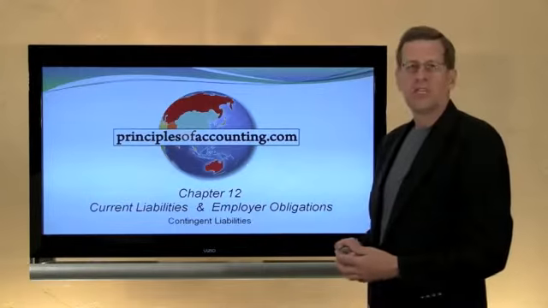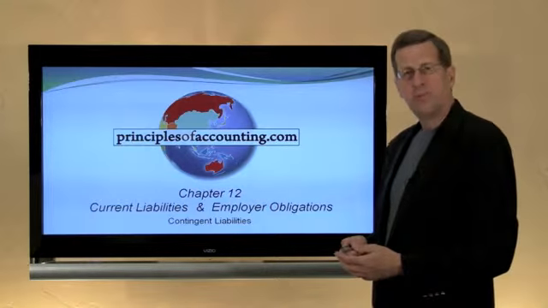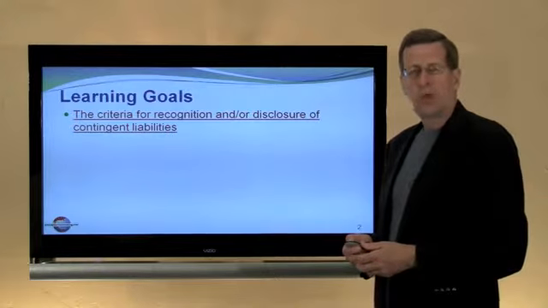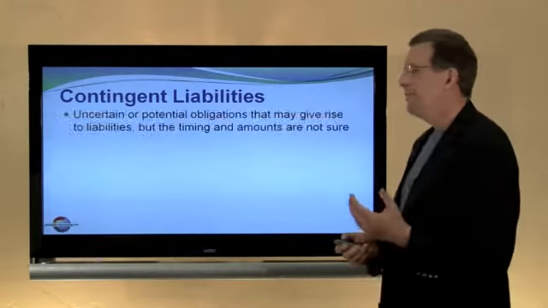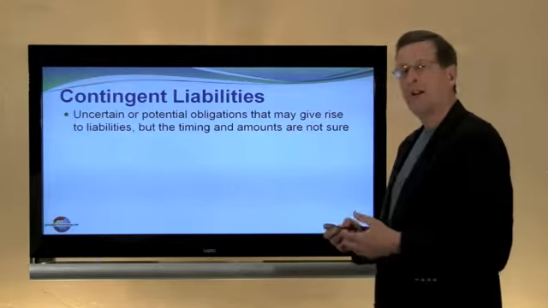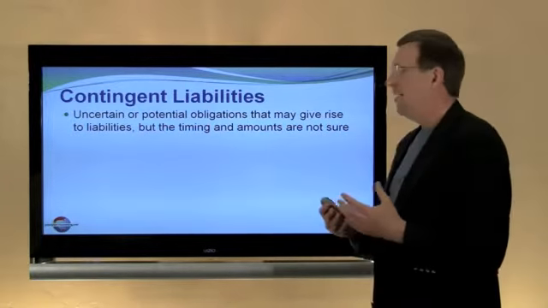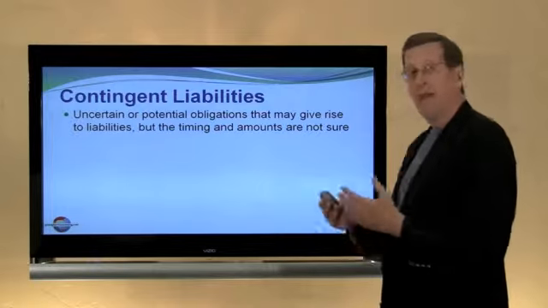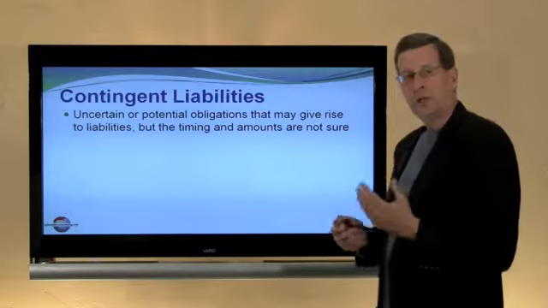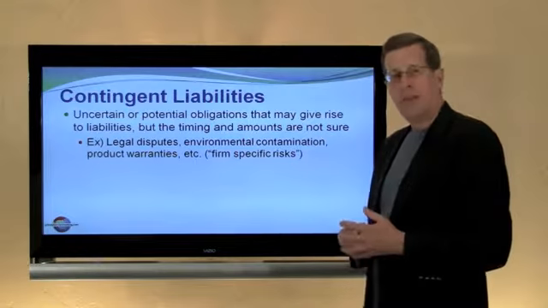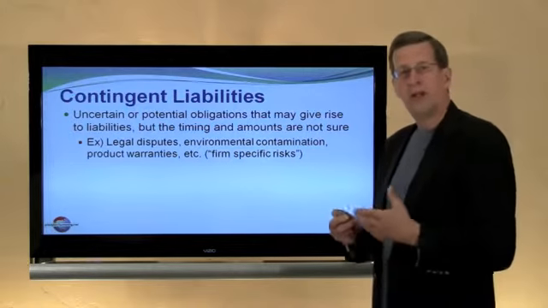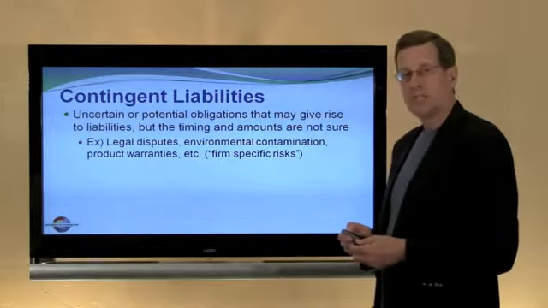I'm Larry Walther. This is principlesofaccounting.com, Chapter 12, and in this module we will look at the accounting for contingent liabilities. Contingent liabilities are those obligations that are uncertain or potential. They may give rise to actual liabilities, or they may not, and the timing and amounts are uncertain. Examples include legal disputes, environmental contamination problems, product warranties, other firm-specific risks perhaps.